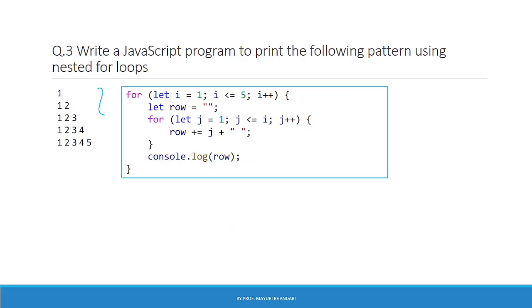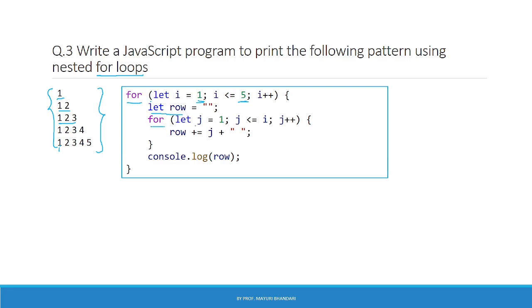Here we have to print this pattern using nested for loops. So here we'll need two for loops. Here first for loop we are going to use for number of rows, and inner for loop we are going to use to print these numbers in each row. In outer for loop we have started with 1 to 5 because we have to print 5 rows, and inside this for loop we have taken one variable row. In this we are going to append one by one number.